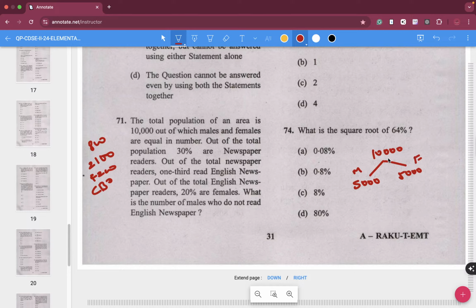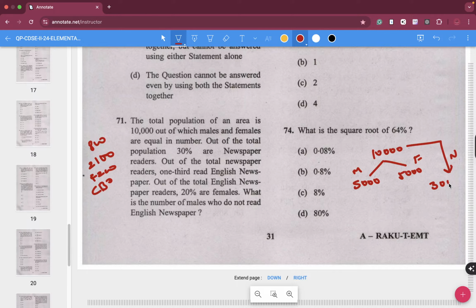Out of the total population, 30% are newspaper readers, so 3,000 people read the newspaper. Out of the total newspaper readers, 1/3 read English newspaper, which means 1,000 of them read English newspaper. Out of the total English newspaper readers, 200 are females. That means 800 are males and 200 are females.